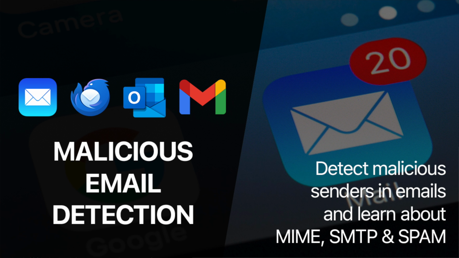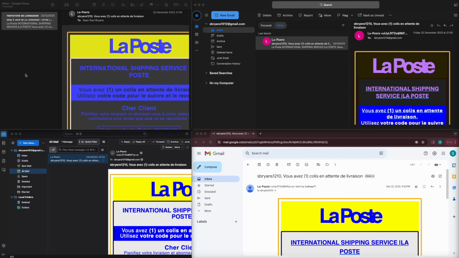In this video, you're going to learn how to detect malicious senders in emails and understand how MIME, SMTP, and spam work. So you see here, I have Mac Mail open on the top left. Bottom left, I've got Thunderbird. Top right, I've got Outlook. And the bottom right, I'm using Google from a web browser.